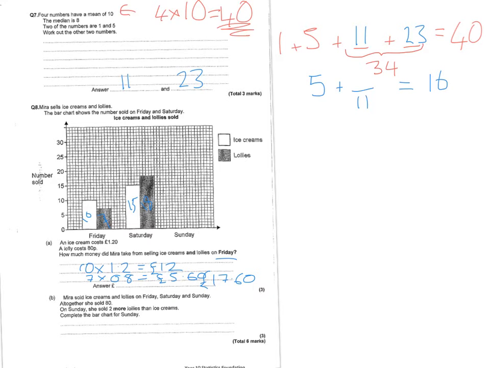Mira sold ice creams and lollies on Friday, Saturday and Sunday. Altogether she sold 80. On Sunday she sold 2 more lollies than ice creams. Complete the bar chart. So altogether so far she sold 10 plus 7 plus 15 plus 18. That's 17, 22, 30, 40, 50. So 50 altogether. So she sells 80 minus 50, which is 30 on Sunday.